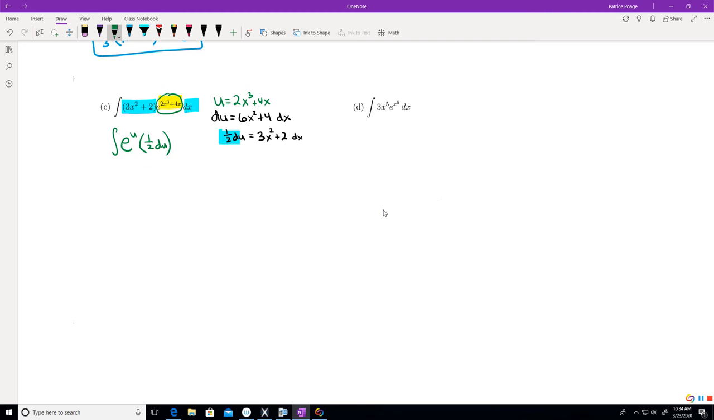Now e's are the best, because what's the integral of e to the u? E to the u. So I can pull my 1/2 out, and then I'm going to integrate. Integral of e to the u is e to the u plus c. And then just replace your u with what it equals.